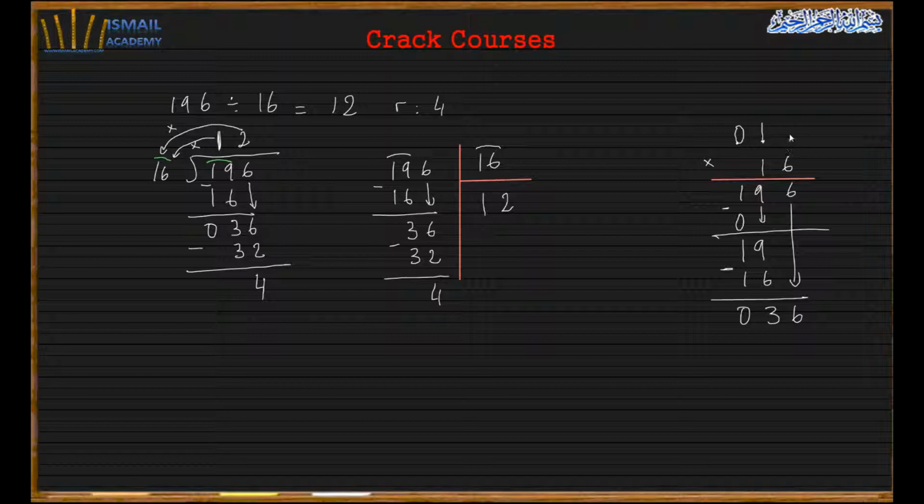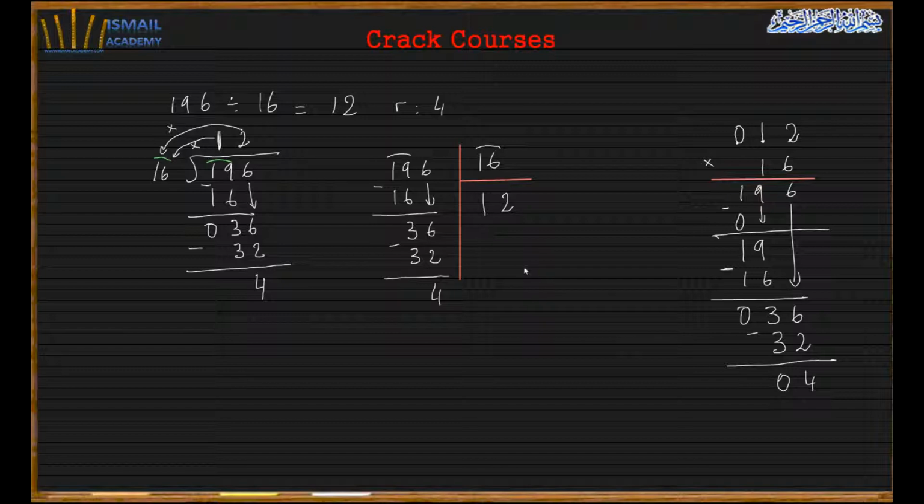Again, this is the last digit here. Which number times 16 will give me 36 or closest to 36? 32 is the closest one, so it's going to be 2. 2 times 16 is 32, so I put 32 here. When I subtract, I got 4, and 4 is my remainder. And 12 is my quotient. And this will be your final answer.